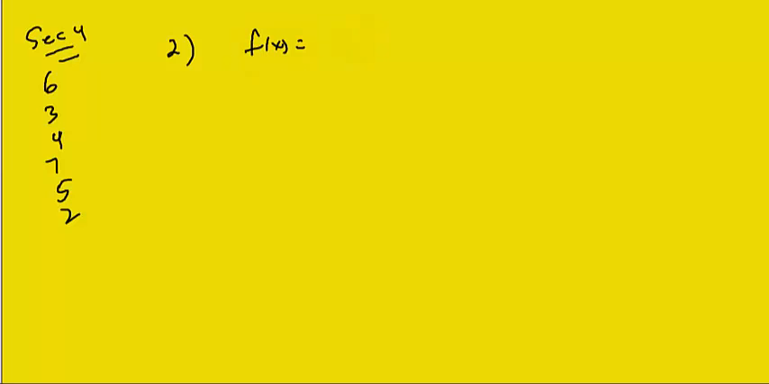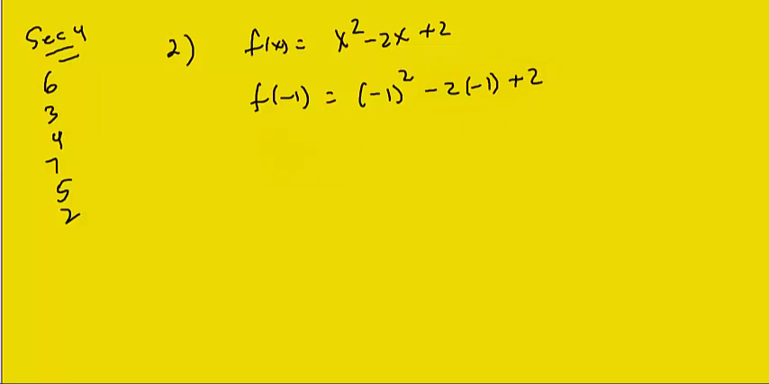F of x is equal to x squared minus 2x plus 2. F of negative 1. What does that mean? There you go. Plug negative 1 for the x. Simplify. I'm not even going to simplify that for you anymore.